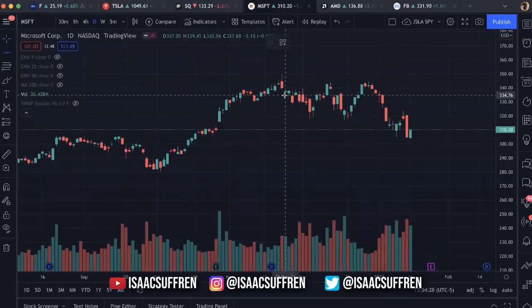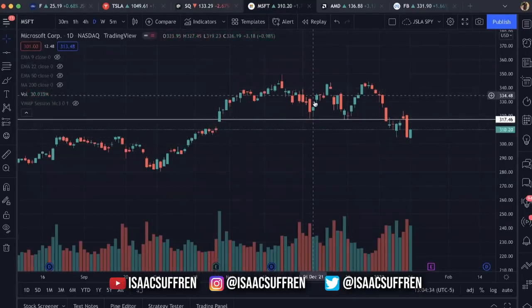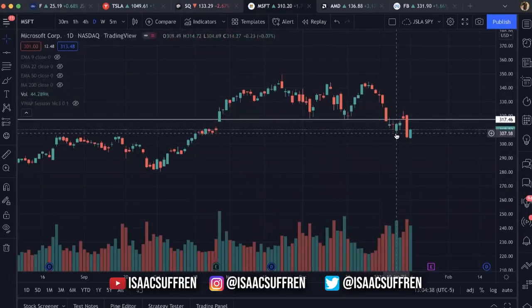So this is the daily chart. Let's see what we got. We have two bounces right here, I'm noticing. We have a bounce right here, a bounce right here. So that's clearly a level. Then we have a break of this level, retest, and then now we're right here.